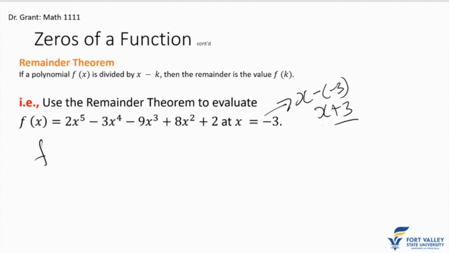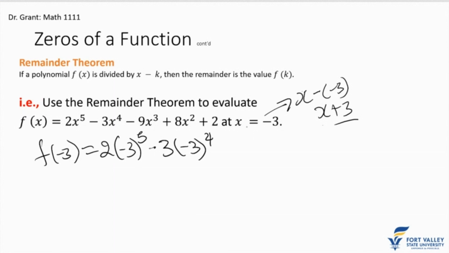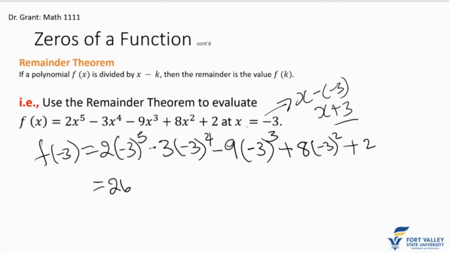So I would do f of -3, which would be 2 times -3 to the 5th power minus 3 times -3 to the 4th power minus 9 times -3 cubed plus 8 times -3 squared plus 2. If you were to plug this in your calculator, you would see that the answer would be 26. And this would be your remainder.